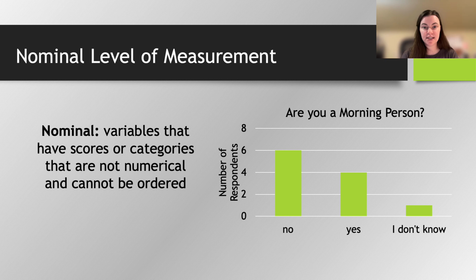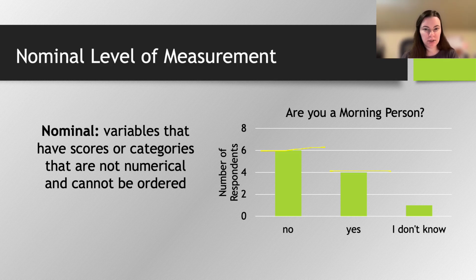So let's start by discussing nominal level variables. Nominal variables are those that have scores or categories that are not numerical and they cannot be ordered. In other words, if we change the order of the responses, it doesn't affect our overall interpretation of them. Let's take a look at this bar chart on the right-hand side of the slide so that we can see what this looks like in action. If we were to conduct a survey asking the people in a class at UMSL if they are a morning person or not, and we received 6 responses that say no, they're not a morning person, 4 that say yes, I am a morning person, and 1 saying, I don't know, I could be either.